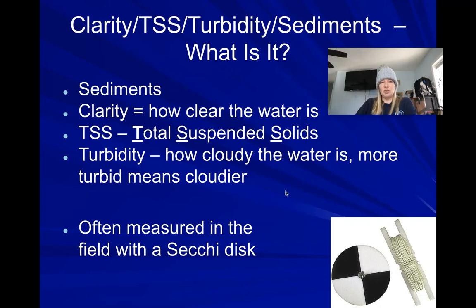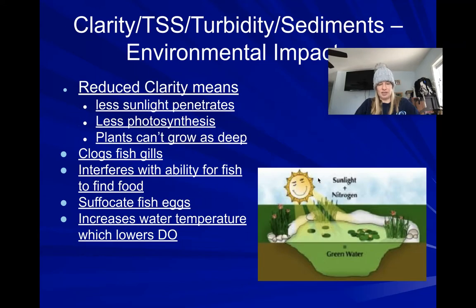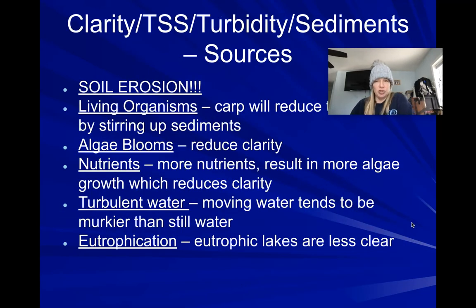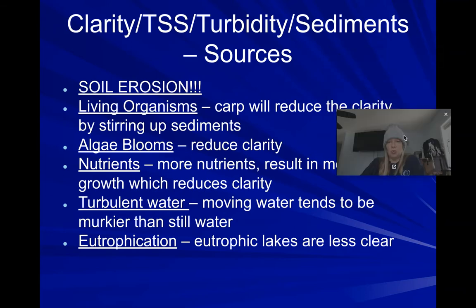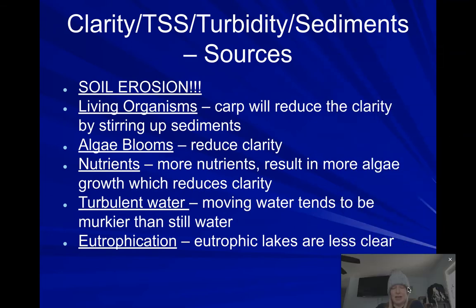So your main sources for TSS: soil erosion, or topsoil erosion, can wash away into the water, and that would be a big source of it. Living organisms, so things like carp, will actually stir up the sediments at the bottom. When they stir up the sediments, they're looking for little organisms living in there so they can eat them, but it can reduce the clarity of the water.